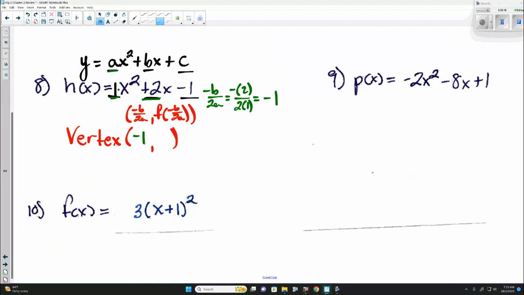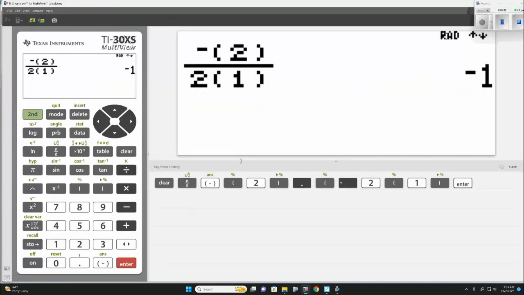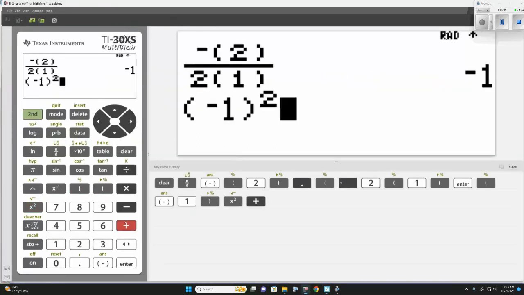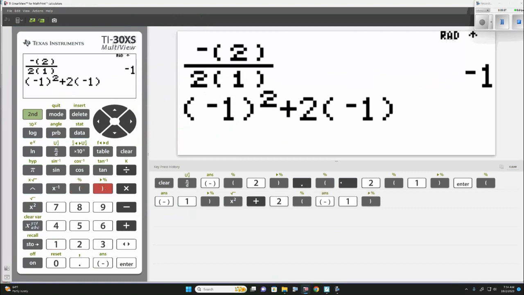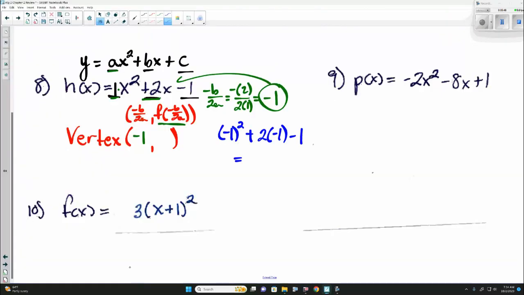Now to find our f of negative b over 2a, all that's saying is take -1 and plug it back into the function. So everywhere there's an x, we're replacing it with -1. Now we can do this by hand, or we could do it in the calculator. Parentheses -1 squared plus 2 parentheses -1 gives us -2. So this is equal to -2. So our vertex is the point -1, -2.